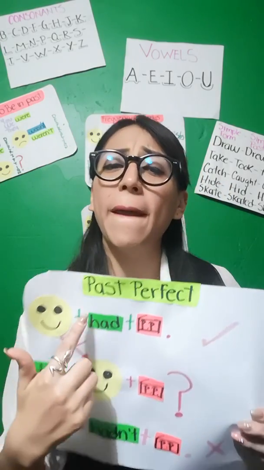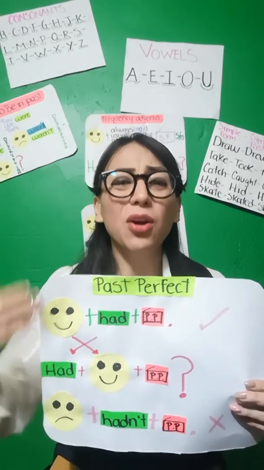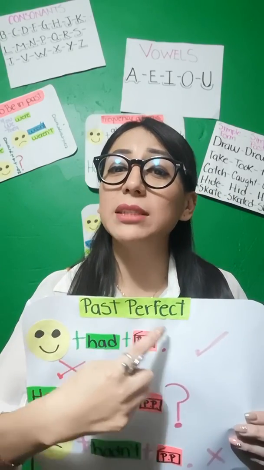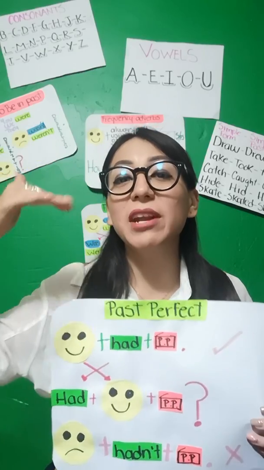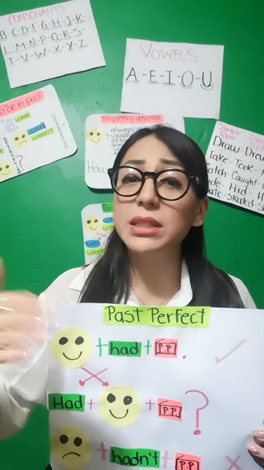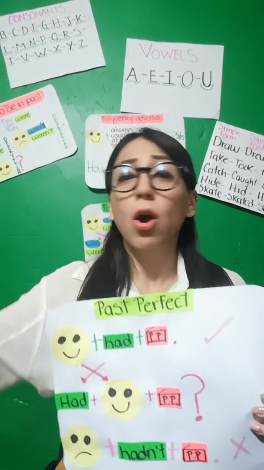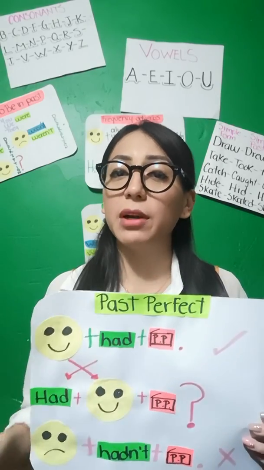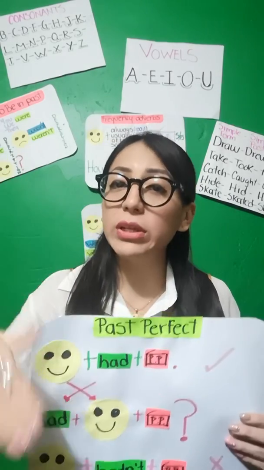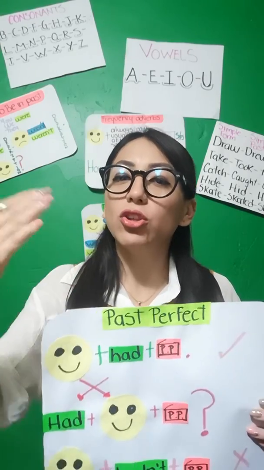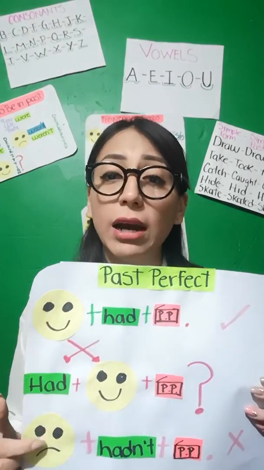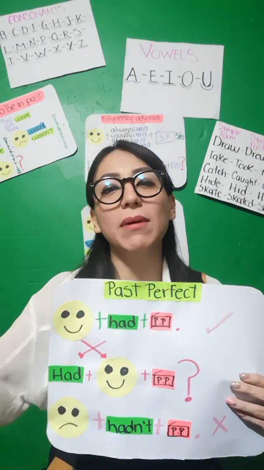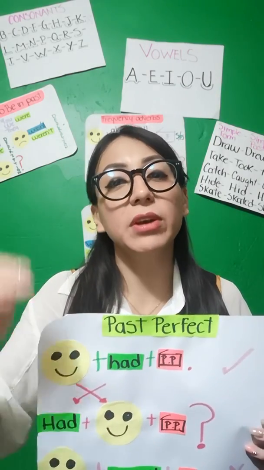So let's start. What is the function of past perfect, guys? What do you imagine? That my past was perfect? Of course not, guys. The function of past perfect is to talk about previous experiences. When you have the experience in some actions or activities, guys, or when you don't have the experience in something, okay? So remember, the function of past perfect is to talk about previous experiences.